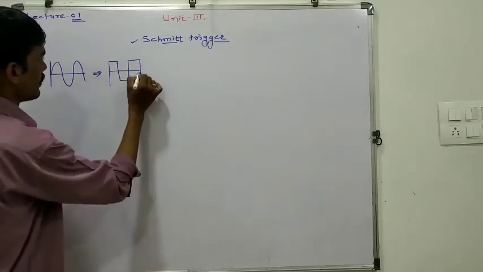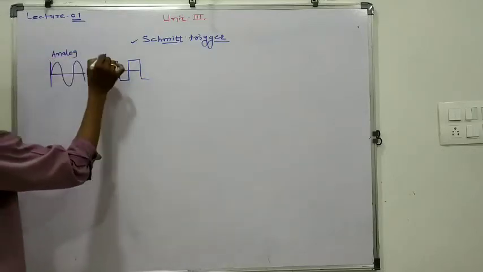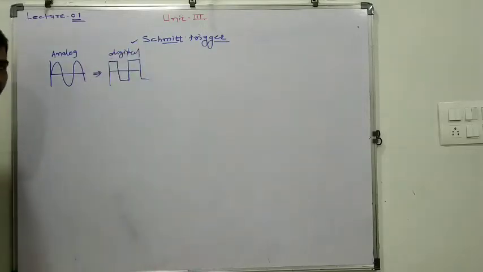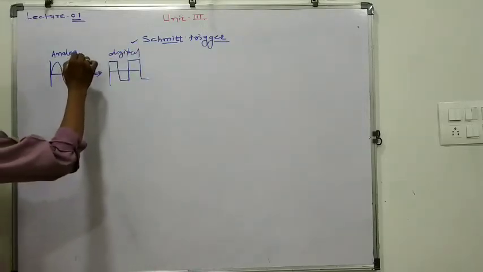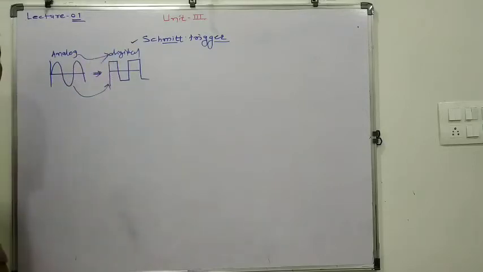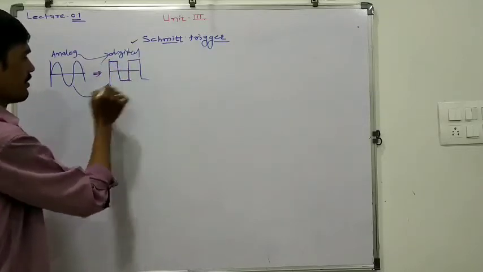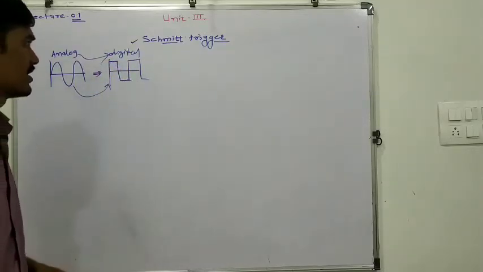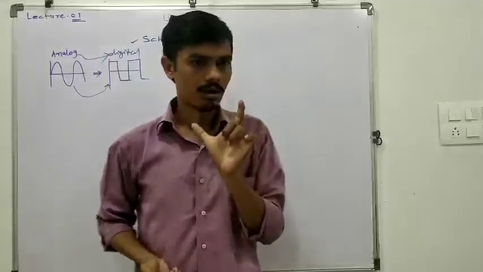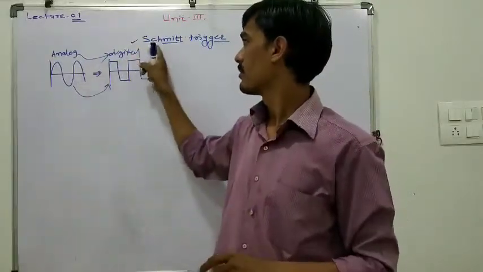a square wave signal. So this is an analog signal and this is a digital signal. Or we can say an analog signal will be converted into a digital signal, or a sinusoidal signal will be converted into a square wave. Now this is a digital signal as it has only two levels, that is high level and low level. That's why it is called a digital signal. So basically, in simple form, the circuit used for conversion of an analog signal to a digital signal is the Schmitt trigger circuit.